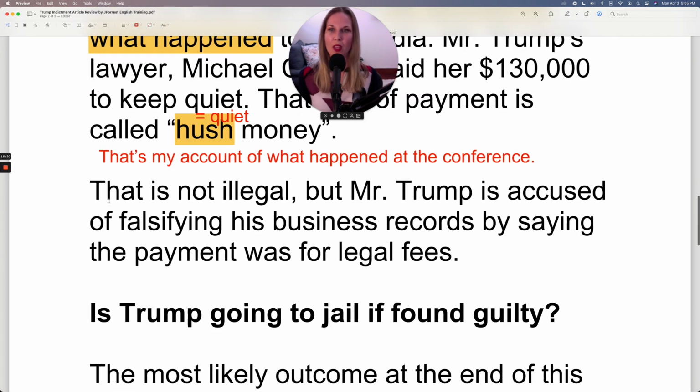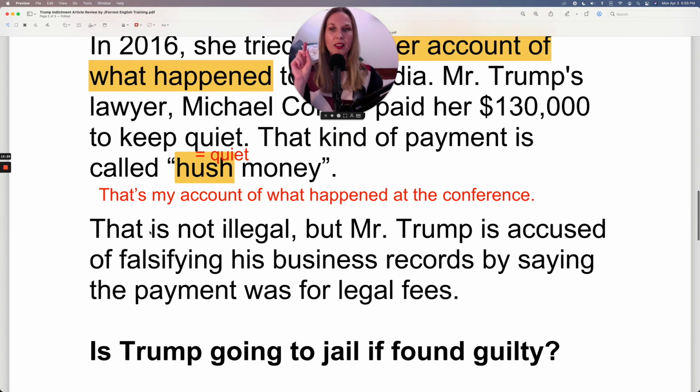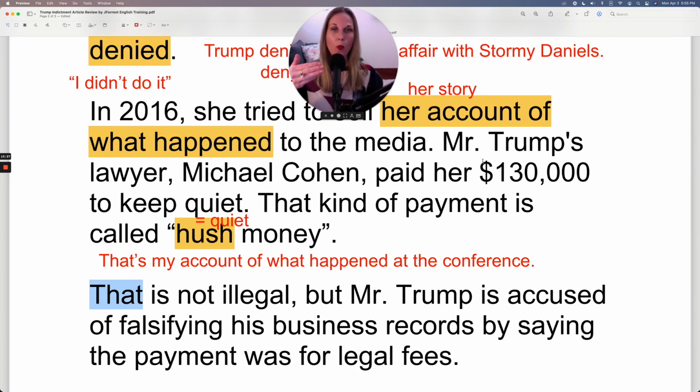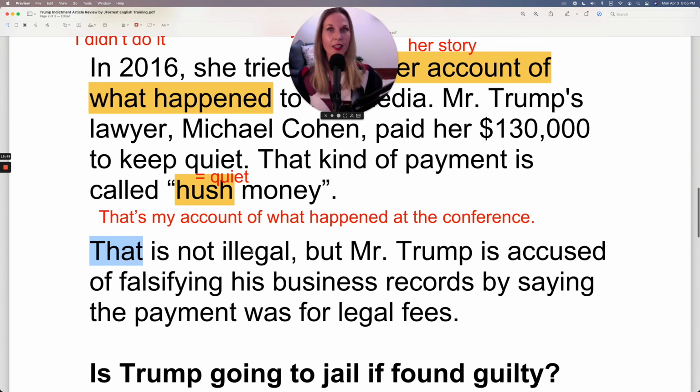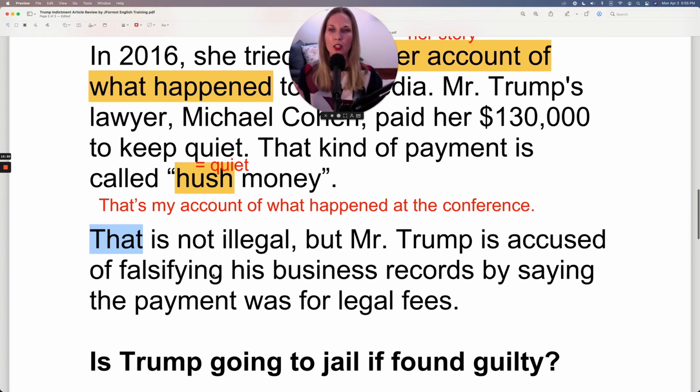Let's continue. So that is not illegal. Very interesting. What they're saying, that is paying someone money in order to be quiet. Hush money is not illegal. So let's say you know that I did something wrong, and then I say, well, I'll give you $1 million if you don't tell anyone. Apparently that isn't illegal. So that is not illegal, but Mr. Trump is accused of falsifying his business records.